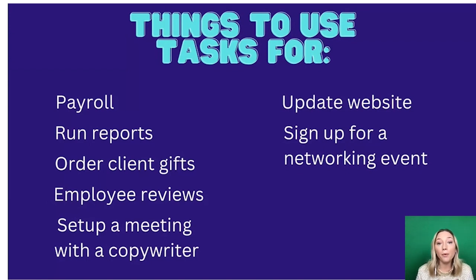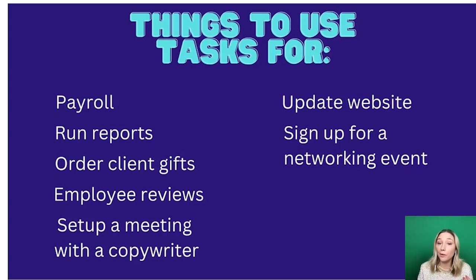So here's some examples. Maybe it's for payroll. Maybe if you're in management, you need a task to run specific reports at certain times if you don't have them automatically set up, which you can do that too and have them emailed to you. Maybe it is ordering client gifts every quarter or yearly or however often you want. Maybe it is to schedule employee reviews. There's a lot of things you can automate inside of things like Zoho People, but you have to initiate it, right?